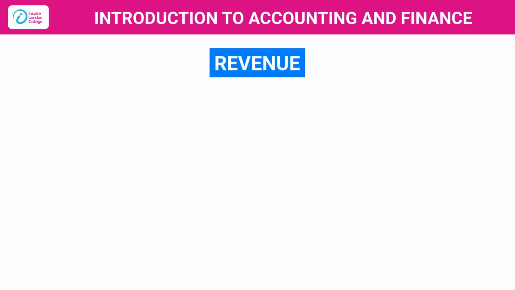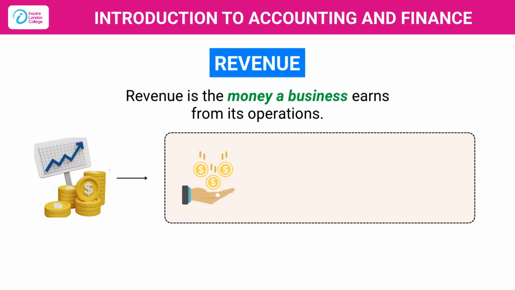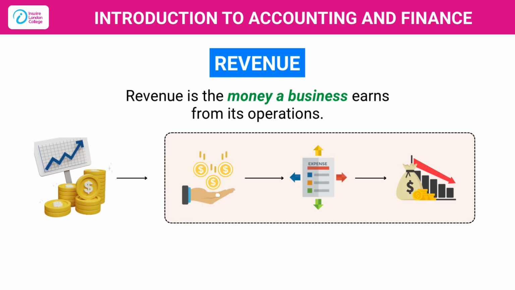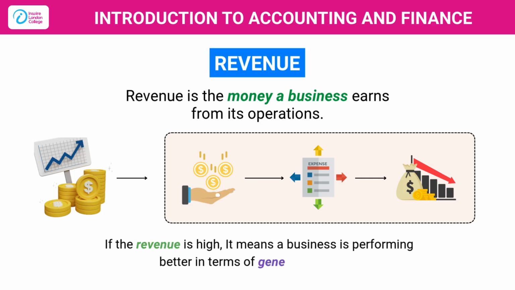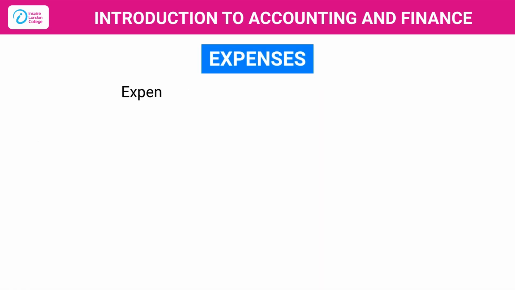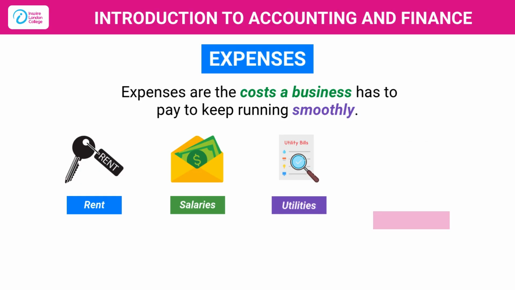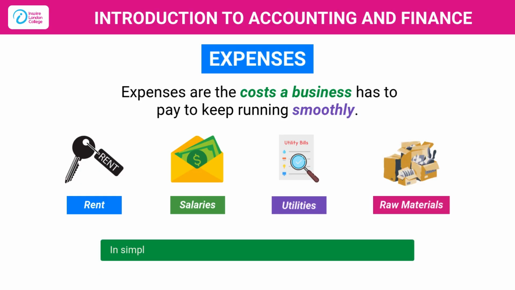Next, we have revenue. Revenue is the money a business earns from its operations, such as sales of products or services. It represents the total income before any expenses are deducted. If the revenue is high, it means a business is performing better in terms of generating sales. Finally, we have expenses. Expenses are the costs a business has to pay to keep running smoothly. These include rent, salaries, utilities, and raw materials. In simple terms, expenses are the money spent to generate revenue.